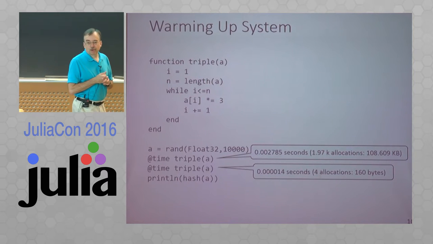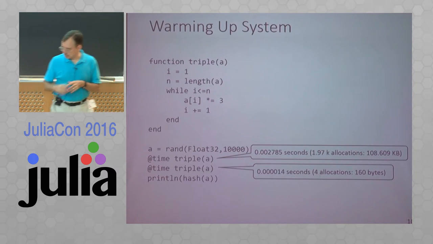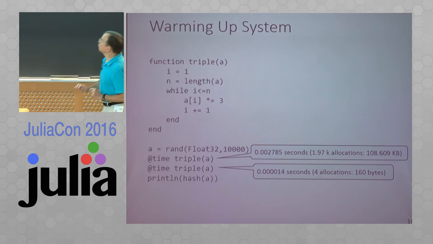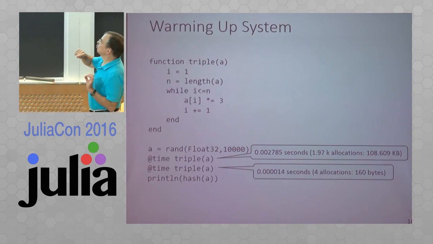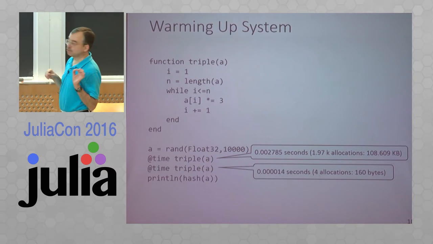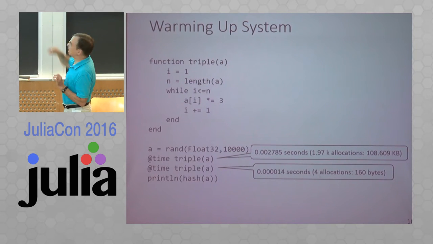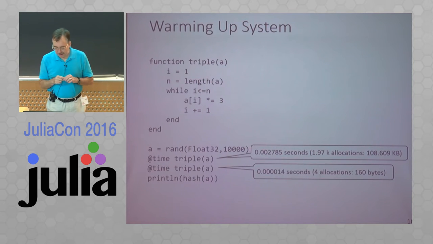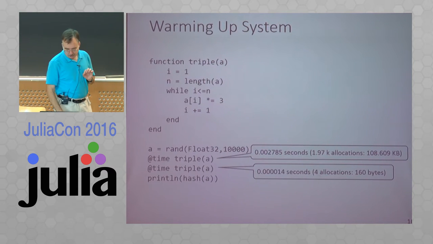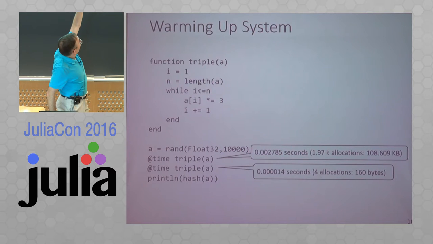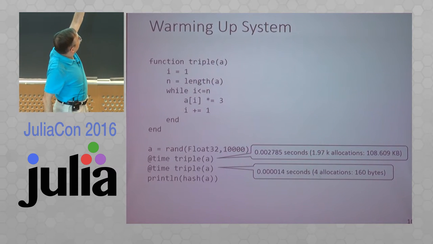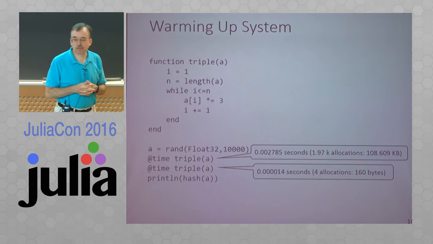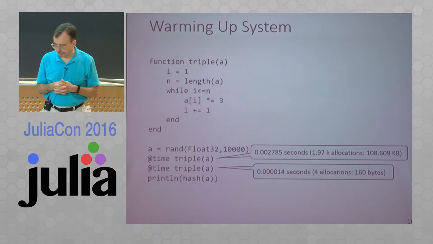So another important profiler, I should point out here, is that the time command gives you two numbers. It gives you the amount of time the code took. It also tells you how much memory was allocated. And here, you notice when the compiler ran the first time, there were thousands of allocations. The second time around, there were only four allocations.